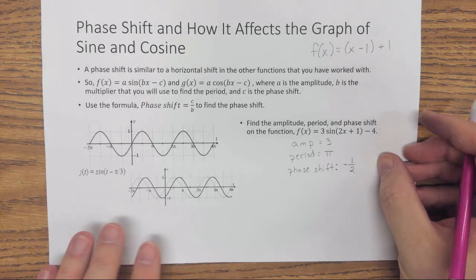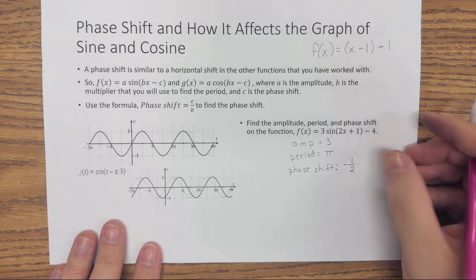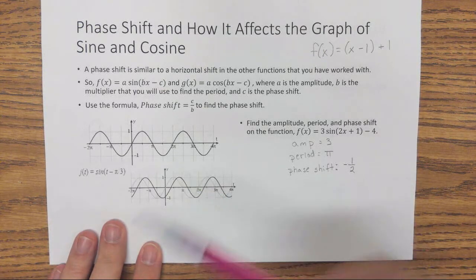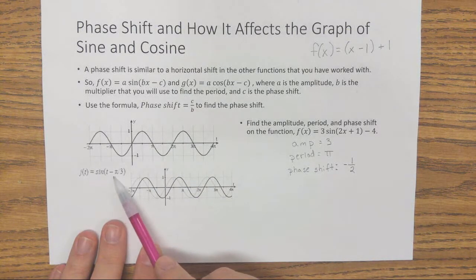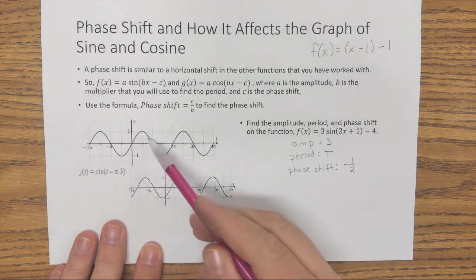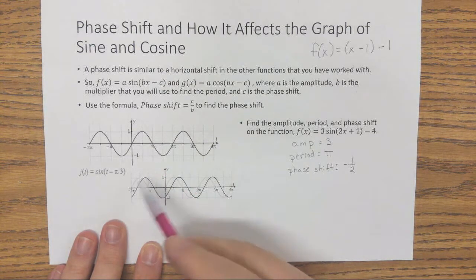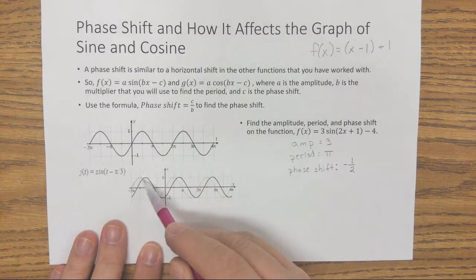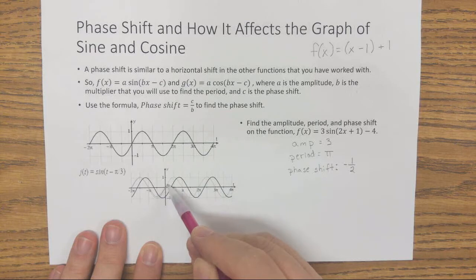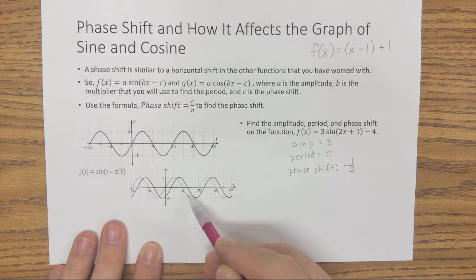So that's what our phase shift is. Here's another little example. This is sine of t minus pi over 3. And what it does is, this is our original function, just like this. I don't know if you can see it very easily or not, but here's a light outline of the parent function of sine.